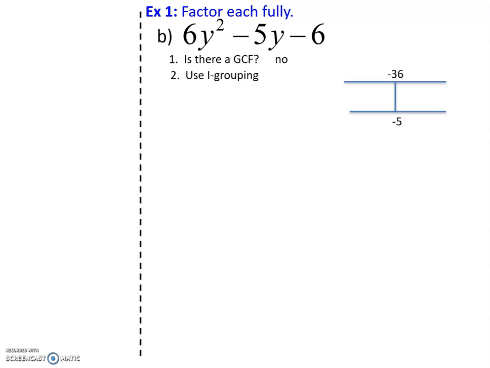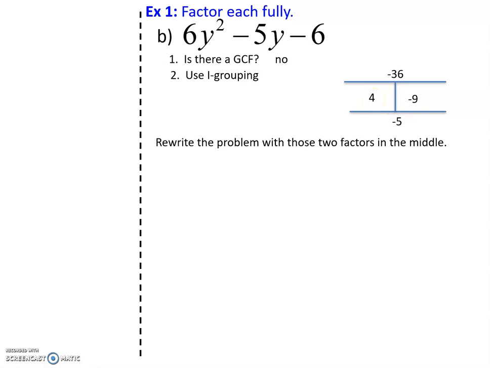Now, we need to think of 2 numbers that multiply to give us negative 36 and add to give us negative 5. Pause the video, think of these to yourself. Hopefully you thought of 4 and negative 9. That would be correct. Notice how if this is negative, that means these have to be different signs.